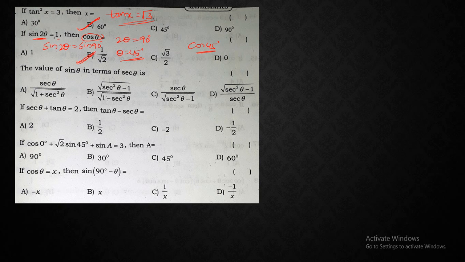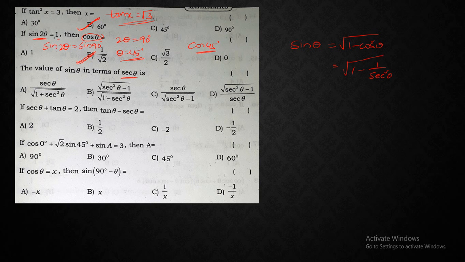Next, the value of sine in terms of secants. So how can you write this? So first of all, you need to change it into cos. So sin theta can be changed as square root of 1 minus cos square theta. Again, cos square theta I can write as 1 by secant square theta.